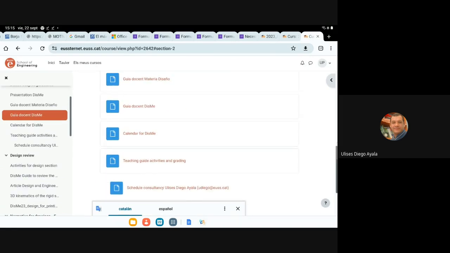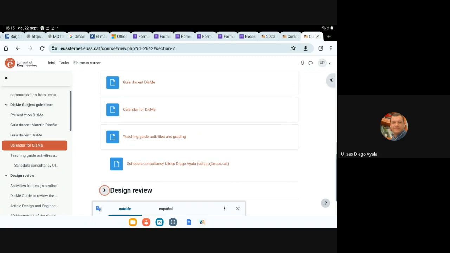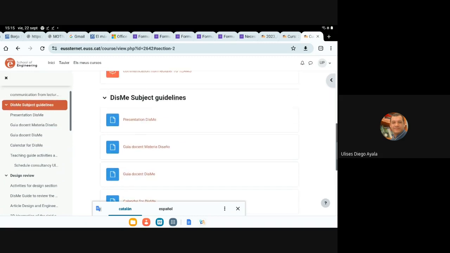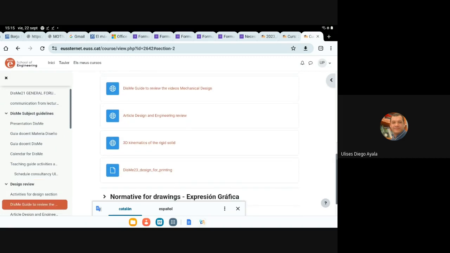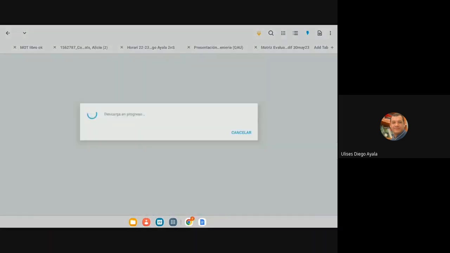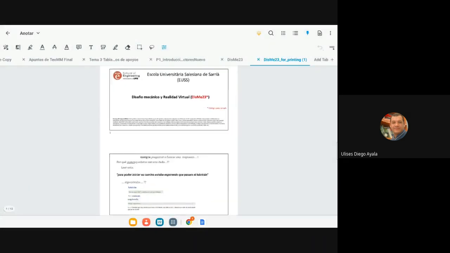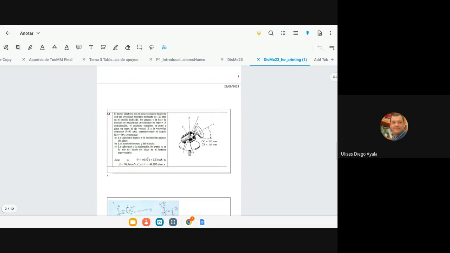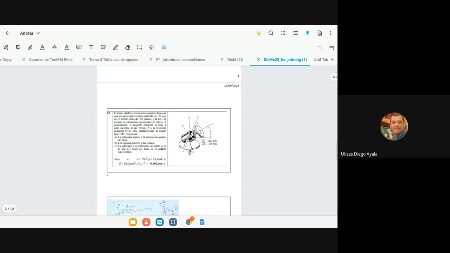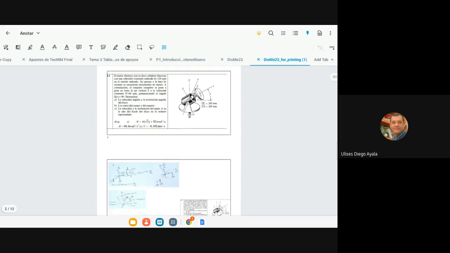the design review. Okay, we have this DisMe 23 design for printing. So what we have there is the class that we're going to have now. And if you want to print it, you can print it, and you can follow it on your mobile or your tablet.